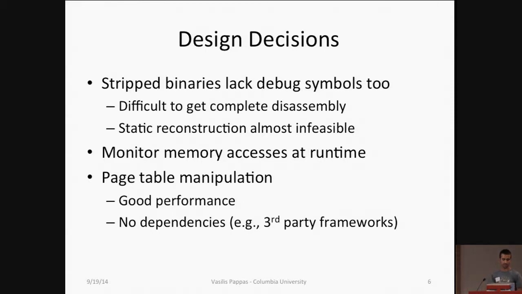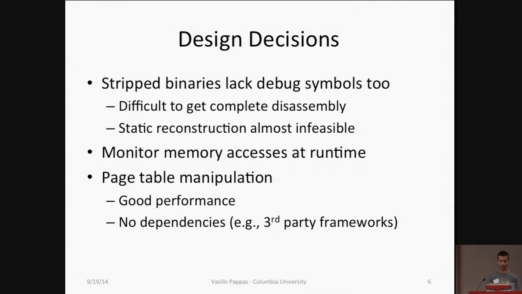So when we first started approaching this problem of reconstructing the missing relocation info, we first considered doing so statically: just getting a binary, analyzing it, and then trying to come up with which are the places where there are absolute addresses in order to fix them. However, this would require us to have a complete and accurate disassembly of the whole binary in order to find this info, which is difficult to do in some cases because these stripped binaries also lack debug symbols. So it's difficult to get accurate disassembly. So static reconstruction proved to be almost infeasible in most cases.